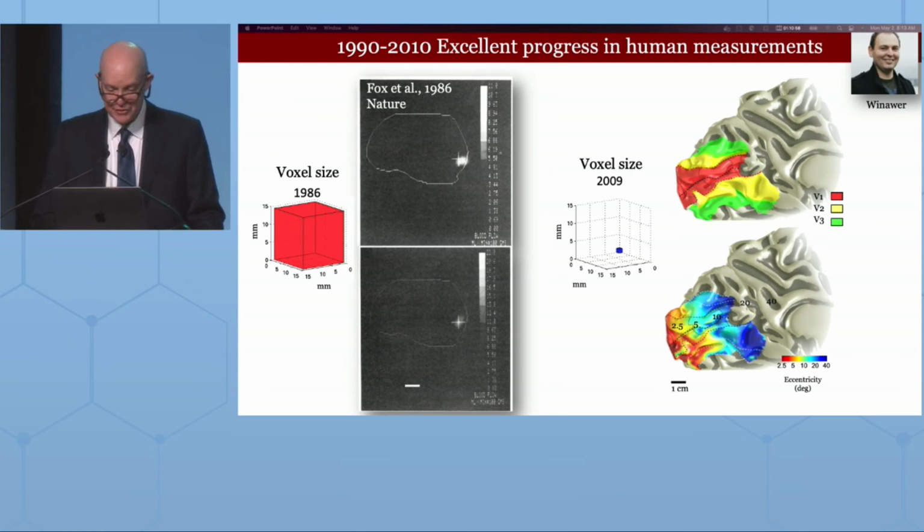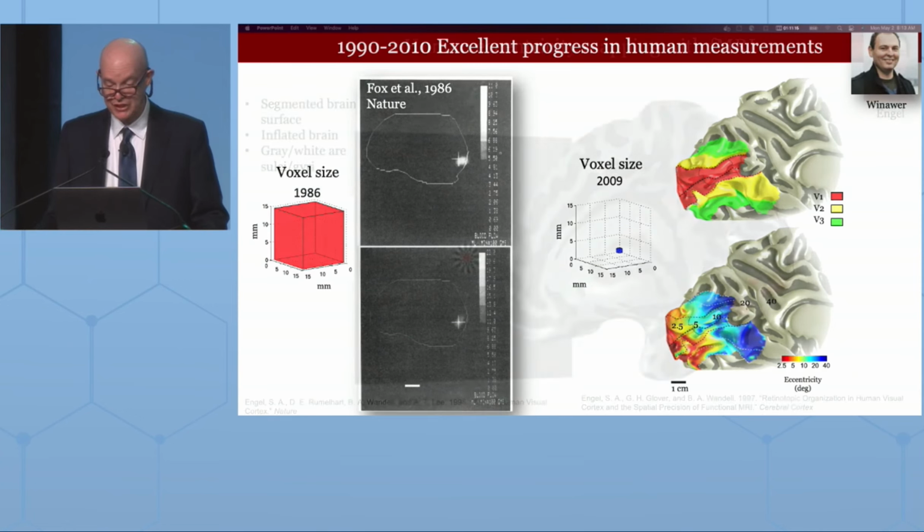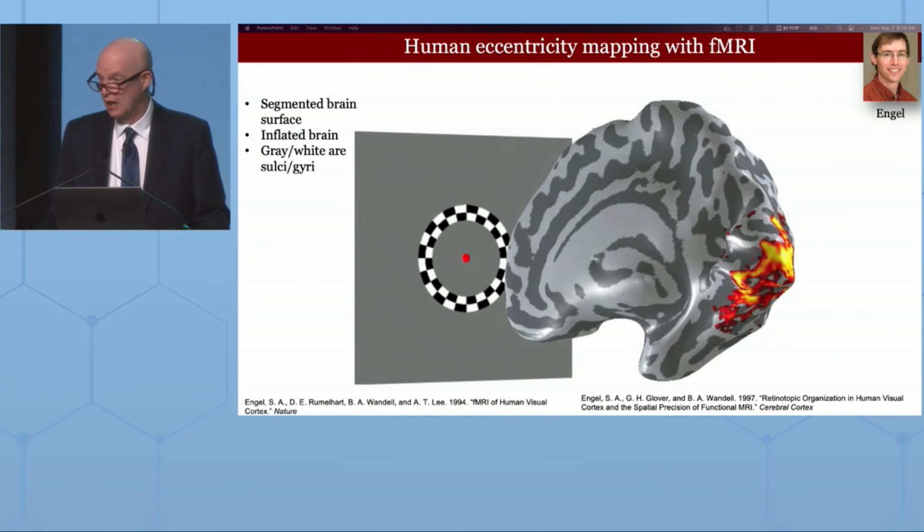And we could also measure the eccentricity representations or angular representations. These colors here are now showing you the foveal representation to the near periphery, to the further periphery, in a single individual in the posterior part of their brain. So that's quite an advance in technology, and it really gave us the opportunity to learn a lot about the brain.